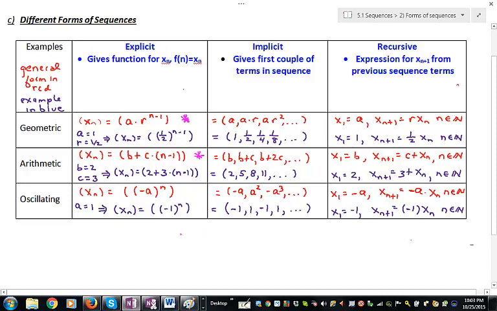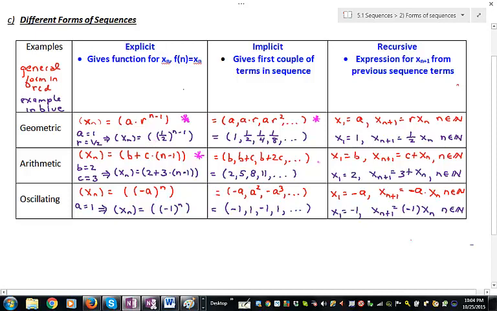Now, the implicit form is where we're only given the first couple of terms in the sequence, but we're able to recognize the pattern and deduce the explicit form from it. So we can see what the general form for a geometric sequence could be. And if we look at our example where a is 1 and r is a half, we'd see it would be 1, 1/2, 1/4, 1/8, and we'd obviously be able to see the pattern. And we could deduce from the implicit the explicit form.